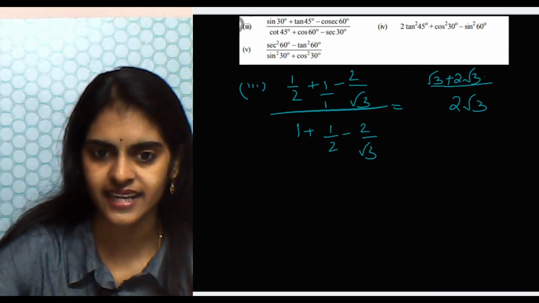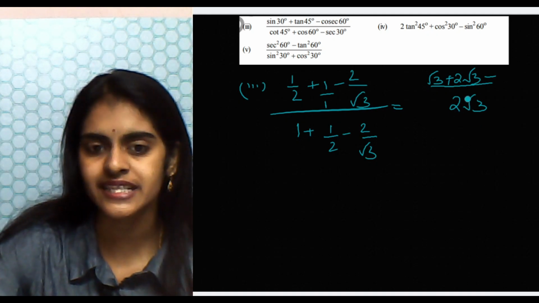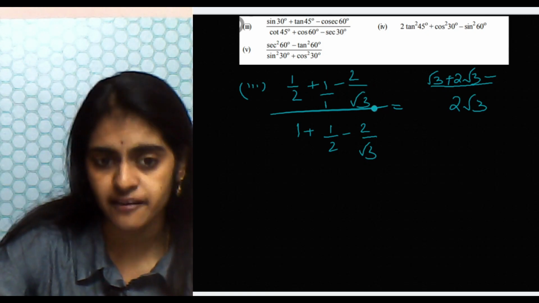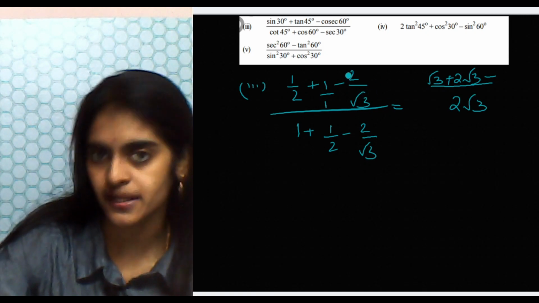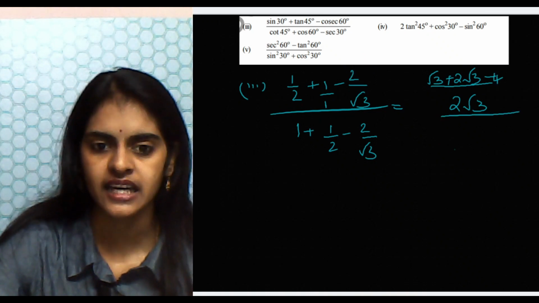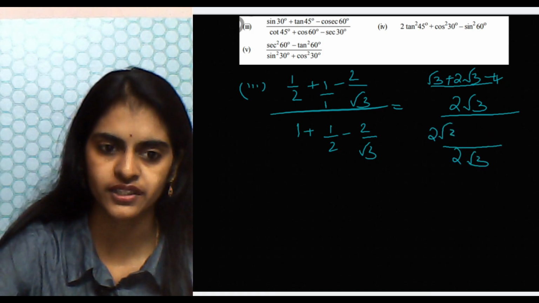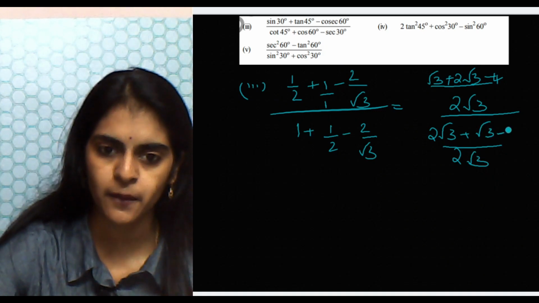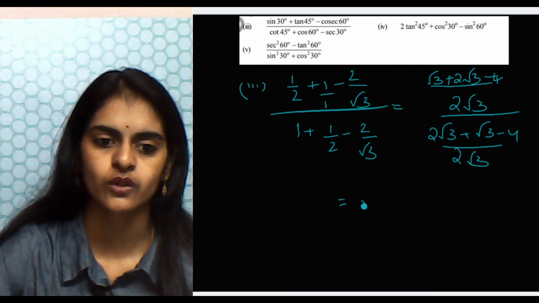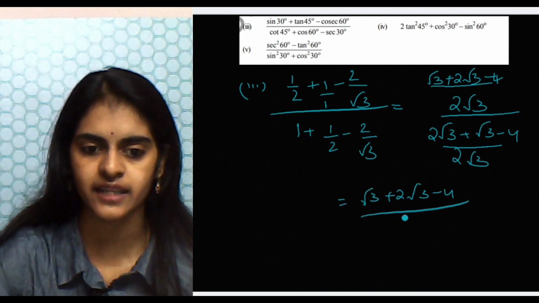You have a minus. Now here you have root 3 and 2 root 3, so what is missing? 2 is missing. So to equate the denominator, I have to multiply by 2, so numerator also I'll multiply by 2. 2 twos are 4. Divided by, here also the same logic. So here it will be 2 root 3 plus root 3 minus 4. So this is equal to root 3 plus 2 root 3 minus 4 divided by 2 root 3.